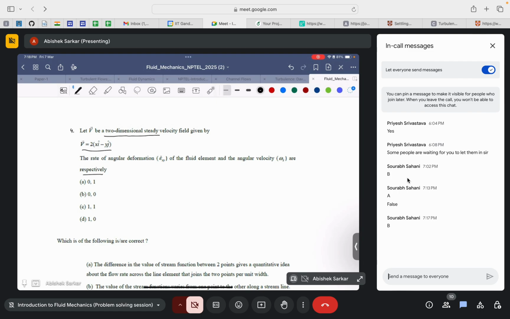It's very simple. Epsilon dot xy would basically be half of dou u by dou y plus dou v by dou x. Both u and v you know, you need to find that. And angular velocity would be half of dou u by dou y minus dou v by dou x, or just the opposite sign, and you can see which is correct. Just substitute the values of u and v in those expressions and tell me what the correct answer will be.